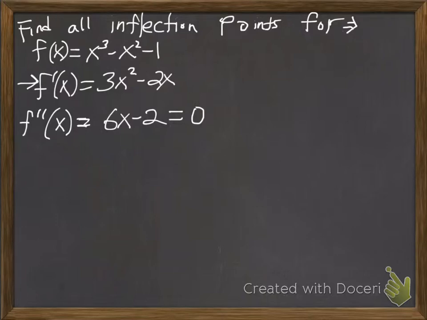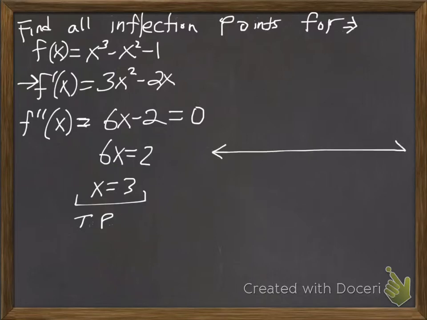Long story short though, find the second derivative, set it equal to 0, and find x. In this case it's obvious that x will equal 1/3. So this is an example of a test point. Well, that is not enough information to know it's an inflection point. We must figure out, is there a change in concavity on either side of 1/3? If so, then it's not only a test point, it is also an inflection point.